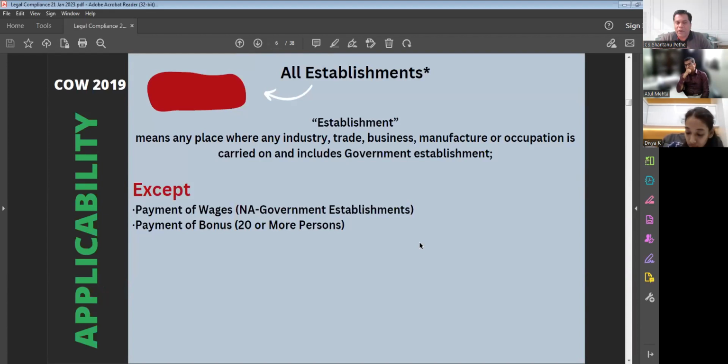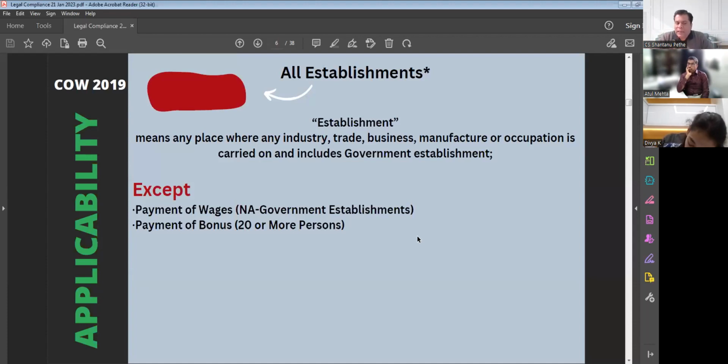When we talk about establishment, I just want to clarify here. Establishment means any place where any industry, trade, business, manufacture, or occupation is being carried on, and includes government establishment. So try to understand that even a small shop like a Kirana shop, where only one person is employed, even that will come under this code, and the employer will have to comply with this code.